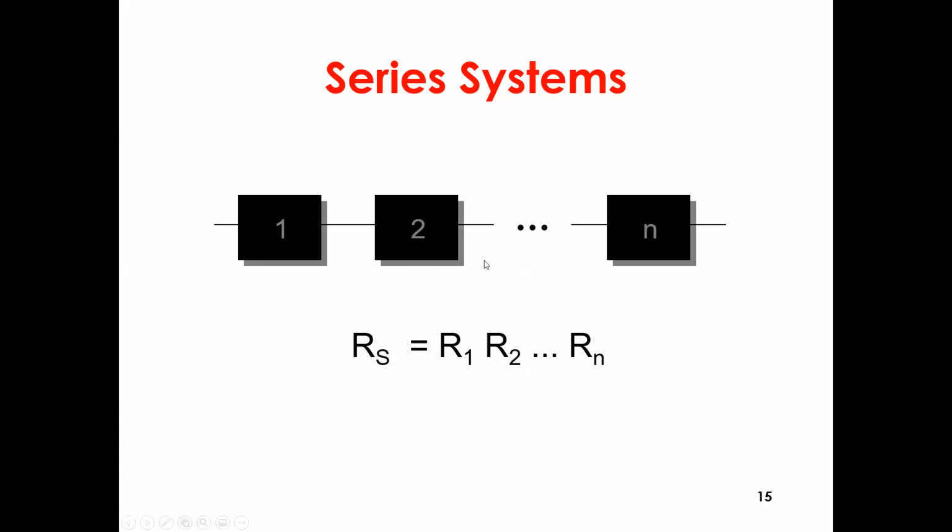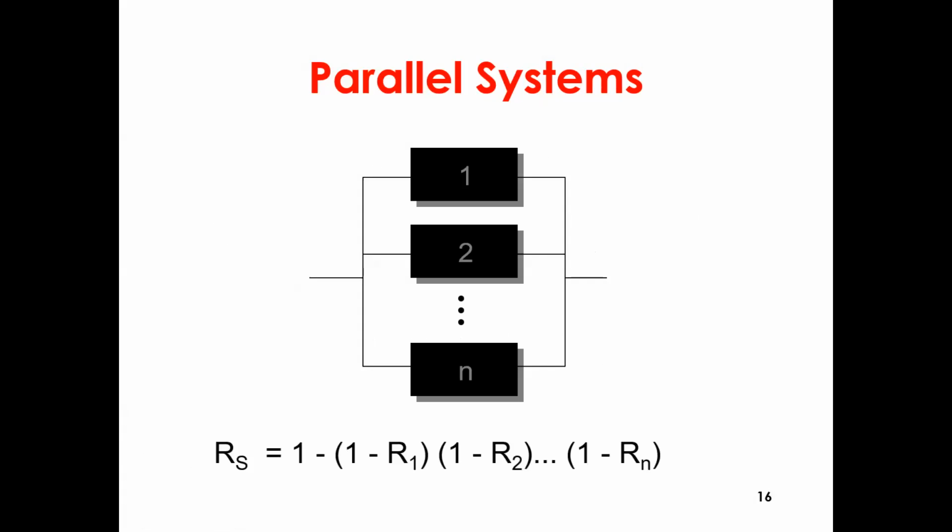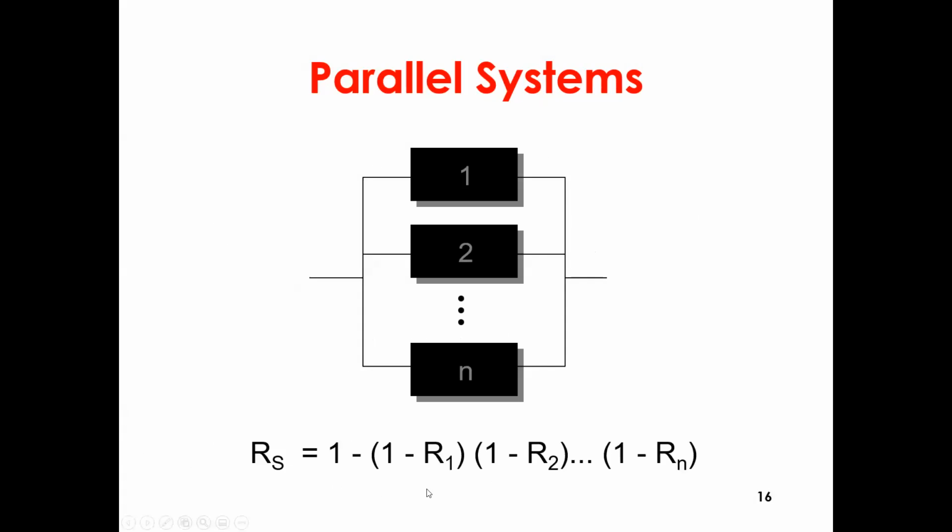when you have a series connection like this, if you want to determine the reliability of the system, you just need to multiply the respective reliabilities. But if you want to talk about parallel, this is the formula for parallel. It has to be 1 minus (1 minus R1)(1 minus R2) up to (1 minus Rn). Okay, so I'm just trying to give you the formula right now.